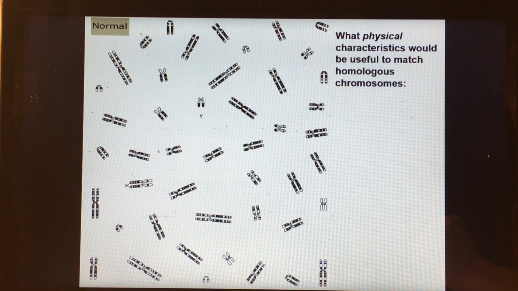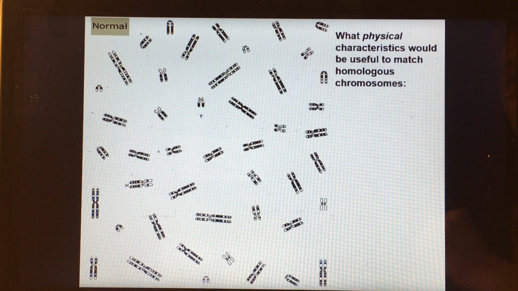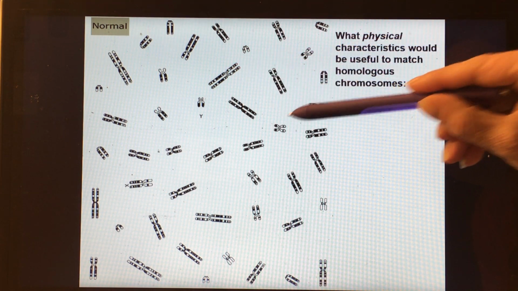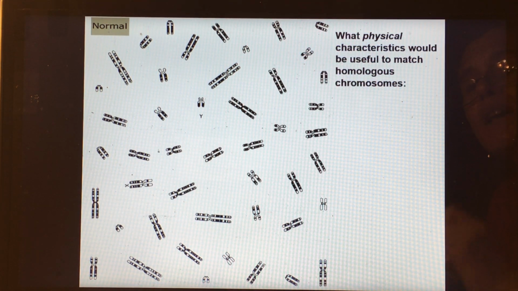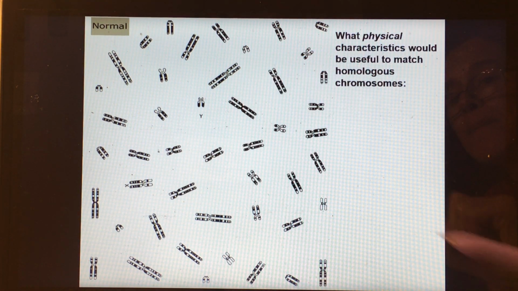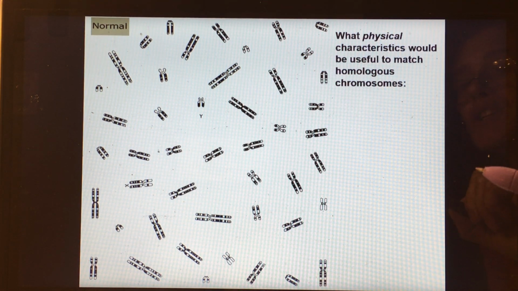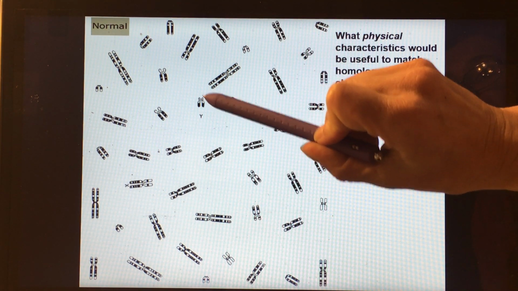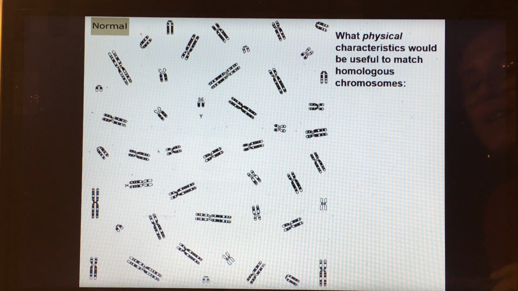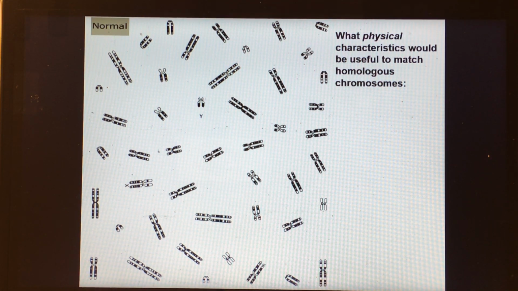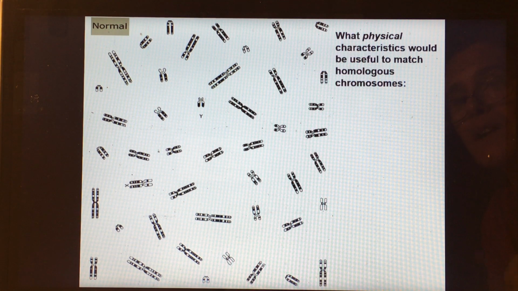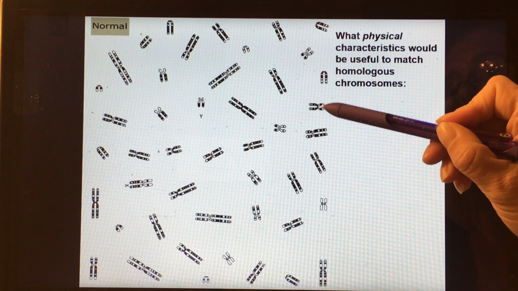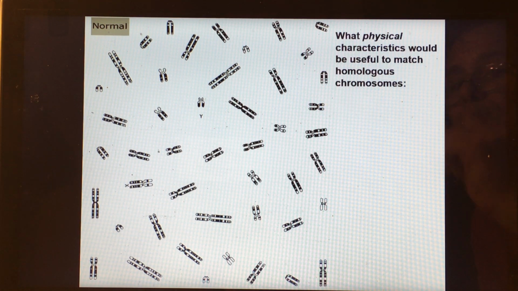Now there are 3 physical characteristics that you would use to match them up. If you notice, there are large ones and small ones. So you would use size, you would use the banding pattern when they're stained, and you would use the location of the centromeres. Some of them have centromeres right in the middle, some of them have them off center, some of them have it right at the end. So again, you're looking at size, banding pattern, and location of the centromere. The centromeres, if you recall, are the part of the chromosome or the area where the 2 replicated chromosomes are held together, but that's the unreplicated portion.